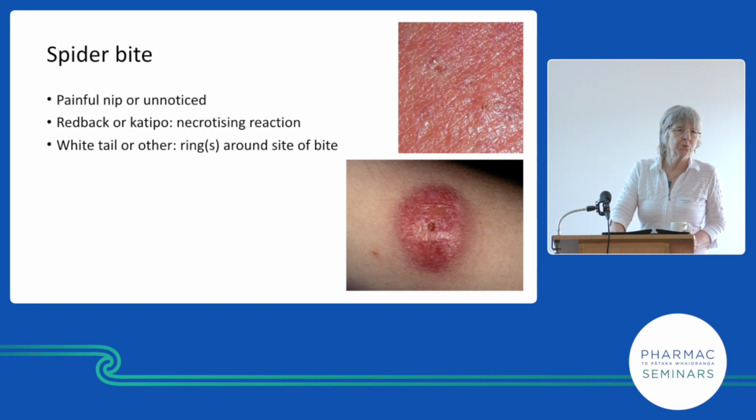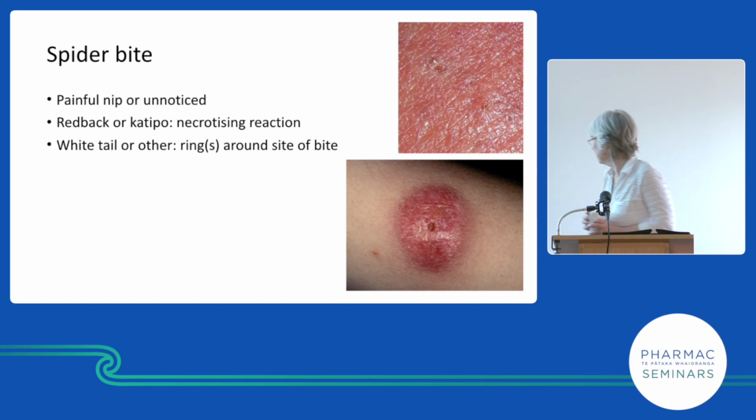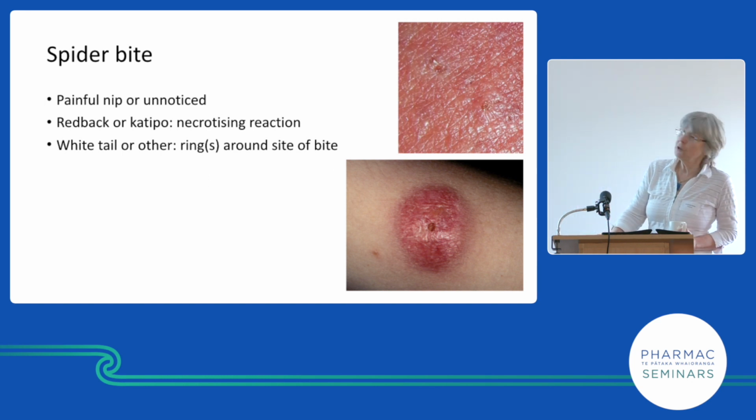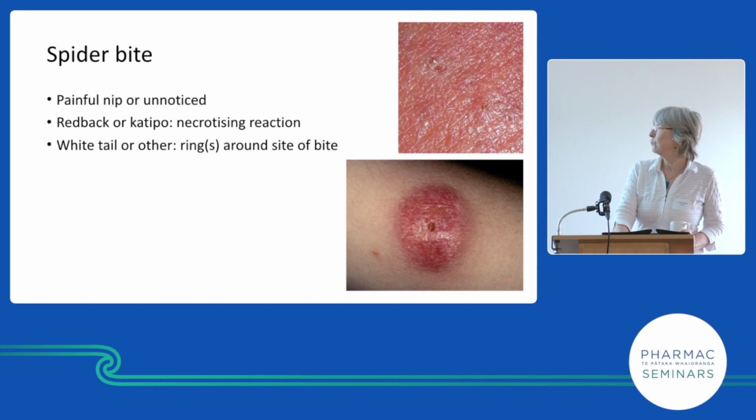White-tailed spiders don't cause necrotic arachnoidism, so you can't get a black hole from a white-tailed spider. They look pretty evil. They're in every room. We can probably find one here if we look hard enough. They're often blamed. They're Australian too. We blame the Australians for all sorts of things, don't we? So you should have a hole in the middle and a red ring round it, but that's not necrotic. It's just an inflammatory reaction.